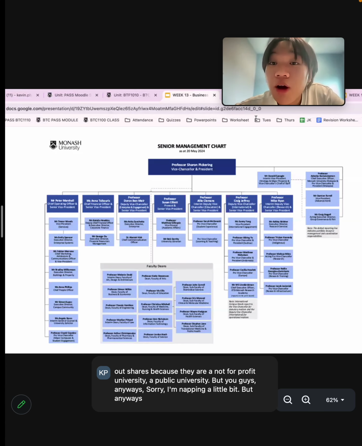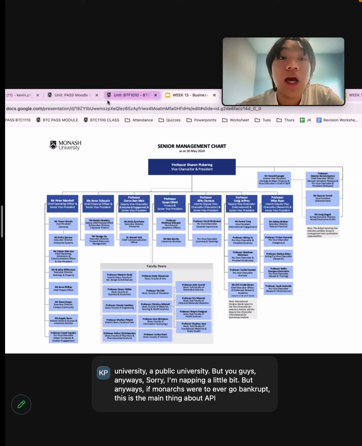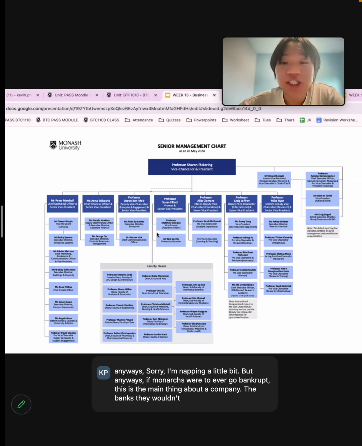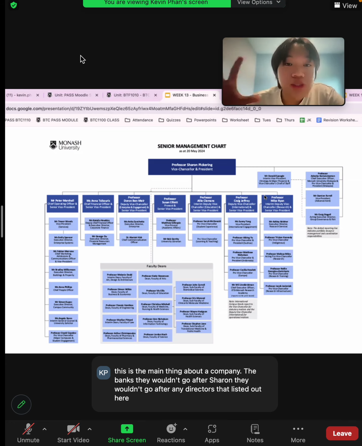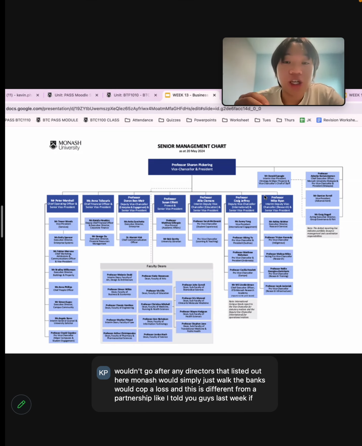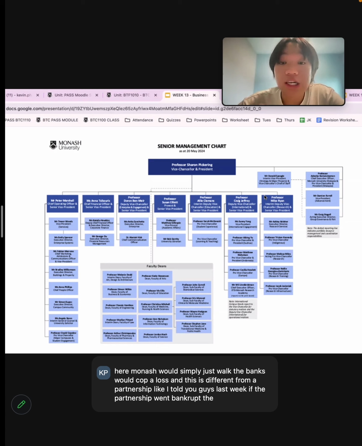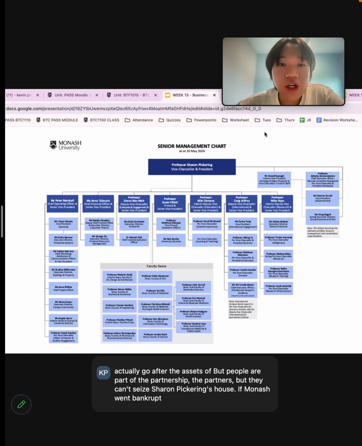But anyways, if Monash were to ever go bankrupt, this is the main thing about a company. The banks wouldn't go after Sharon. They wouldn't go after any directors that are listed out here. Monash would simply just fall. The banks would cop a loss. And this is different from a partnership, like I told you guys last week. If the partnership went bankrupt, the bank would actually go after the assets of the people a part of the partnership, the partners. But they can't seize Sharon Pickering's house if Monash went bankrupt. So that's an advantage of being a company.